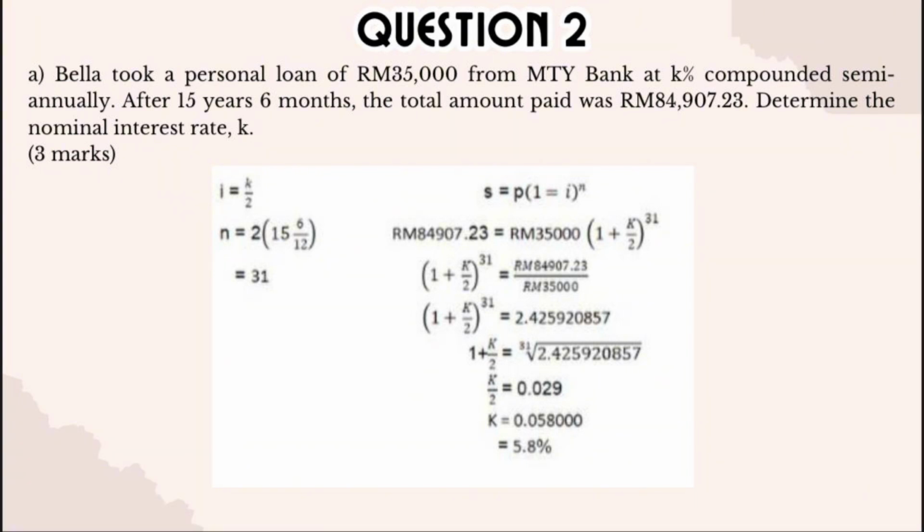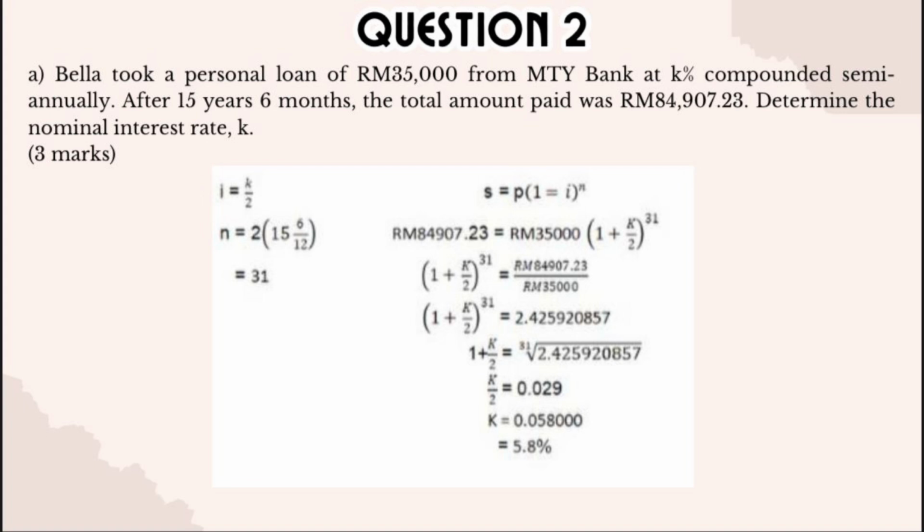I will do question number 2 for part A. The question is, Bella took a personal loan of 35,000 from an MTY bank at K% compounded semi-annually. After 15 years and 6 months, the total amount paid was 84,907.23. Determine the nominal interest rate K.